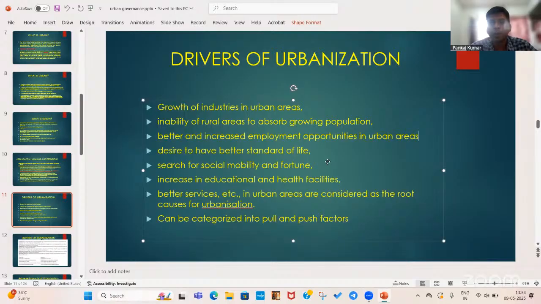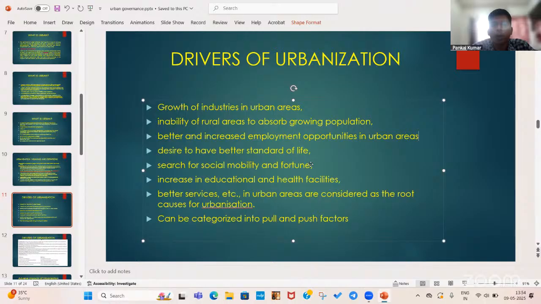So after dilution of this social identity, like gender and caste, what will happen? There will be more social mobility in urban areas, right? I hope you are able to understand. Then this can also be called a pull factor, because people are searching for social mobility. In rural areas, caste and gender discrimination is still prevalent, though it has been reduced compared to what it was before independence. After independence, there have been a lot of reforms.